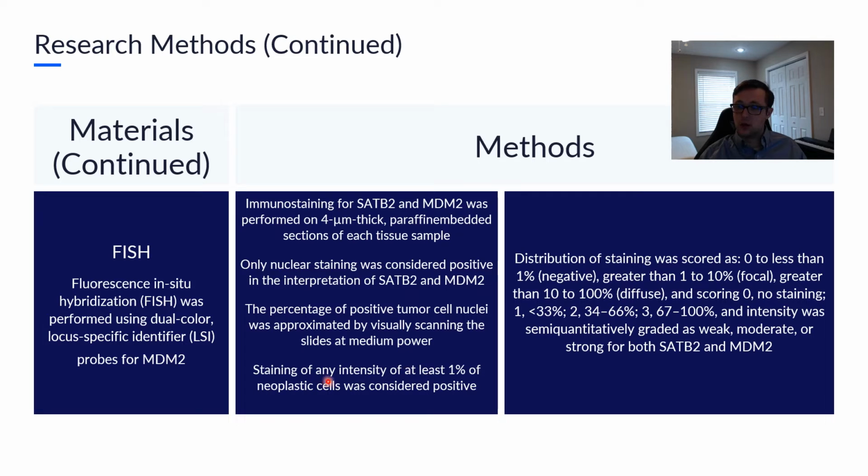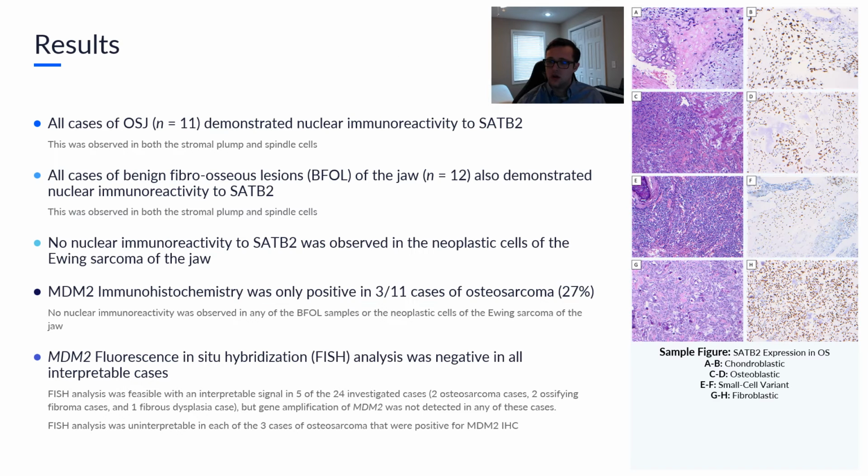Staining of at least 1% of neoplastic cells was considered positive, and the distribution of the staining is as follows. 0 to less than 1% would be negative, greater than 1 to 10% is focal, greater than 10 to 100% is diffuse. And then we also semi-quantitatively graded this as weak, moderate, or strong for both the SATB2 and MDM2 oncoproteins.